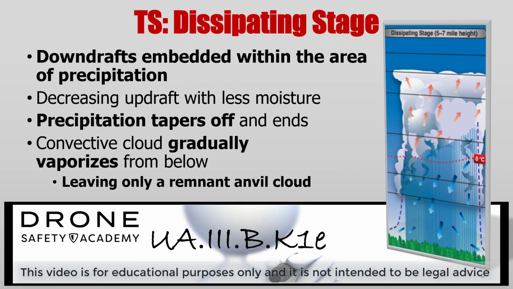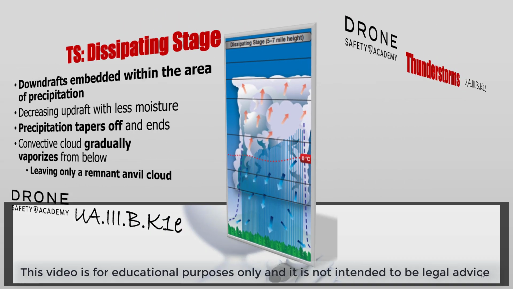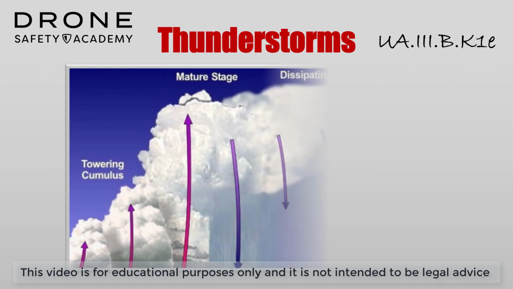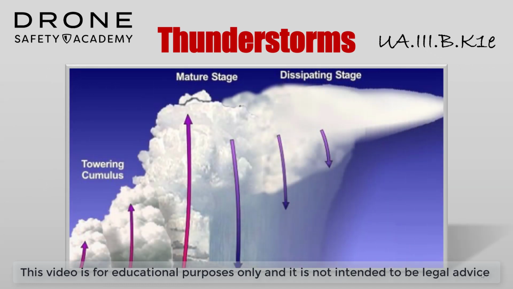All right, the dissipating stage, wrapping this thunderstorm up. Downdrafts are embedded within the area of precipitation, and there is decreasing updraft with less moisture. Soon the precipitation tapers off and ends altogether. The convective cloud gradually vaporizes from below, leaving only a remnant anvil cloud. This is a great graphic showing the three stages of a thunderstorm.